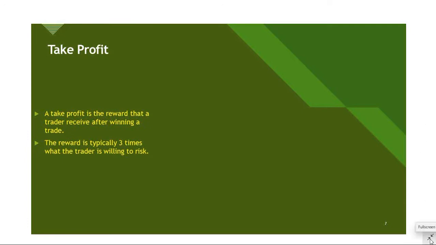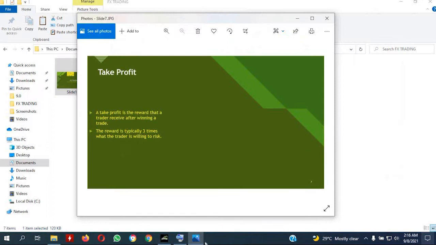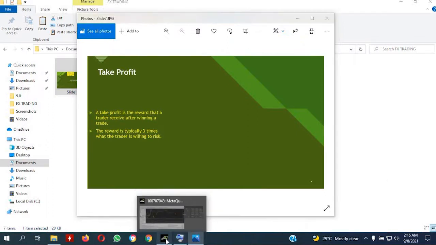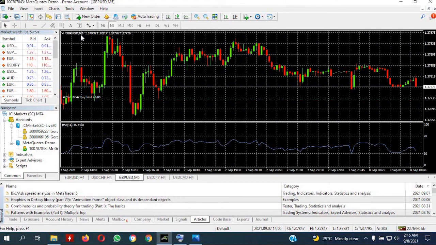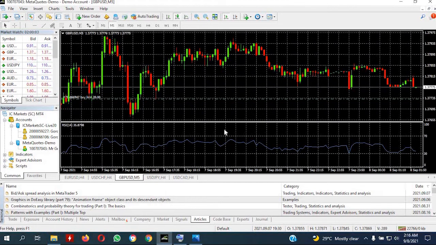Alright, so let's move over to the chart. Right now I'm in a demo version of the chart, desktop demo version. I'm on the Great Britain pound, US dollar, GBP/USD, and this is M5, the 5-minute time frame. I'm just going to use this for demonstration purposes.